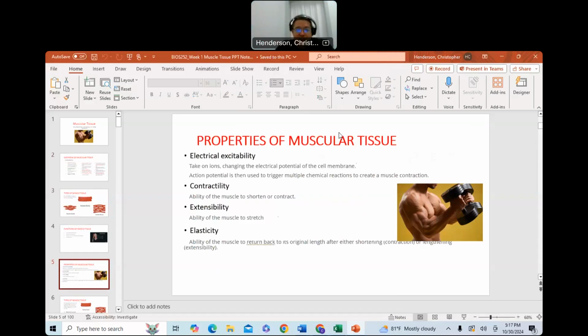Now you have extensibility and elasticity. They look very similar. Extensibility is the ability for something to stretch. Elasticity is the ability for it to bend back, to come back together. Think of an old pair of underwear. You might be able to stretch them out. They're extensible, but they're not elastic. They're not going to stretch back. So make sure that you know the differences in all of these.